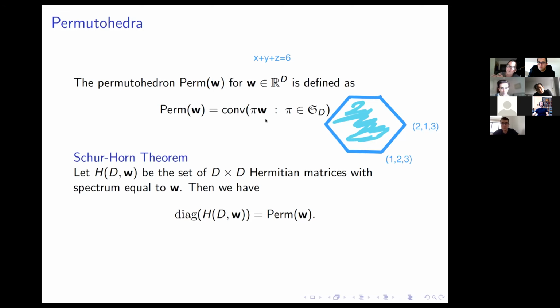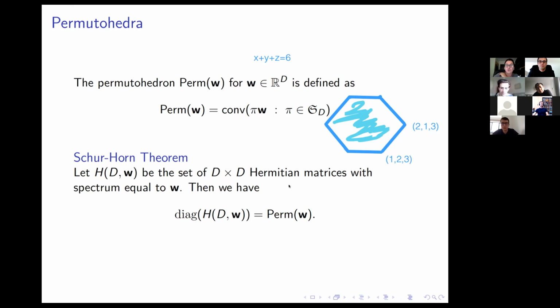It is equal to the convex hull of taking this W, all permutations, and everything that is a convex combination of them. Okay, so can I ask a question? Then you fix one Hermitian matrix. Yes, you order the spectrum of this matrix, and then you put it in a vector W, and then you have this equality. What is the diag of this? The set of all diagonals.